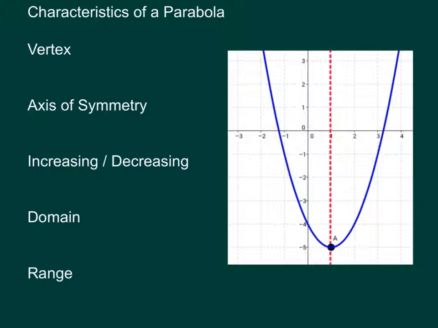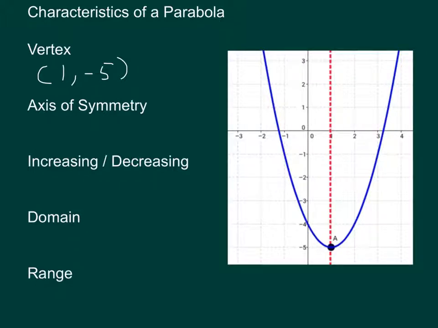First of all, we have the vertex. You've probably been able to figure out that the vertex is the point where the parabola completely turns around, indicated here by point A. Based on the coordinate grid that we have, the coordinates of this vertex are 1, -5.